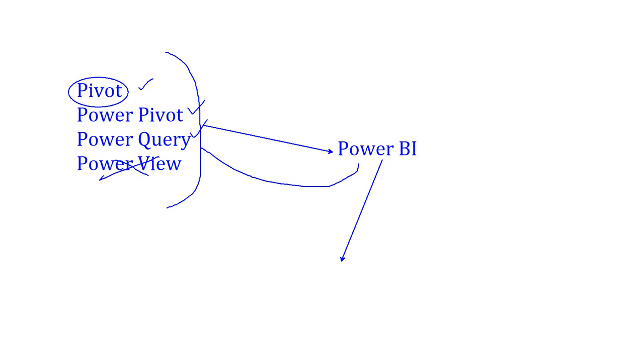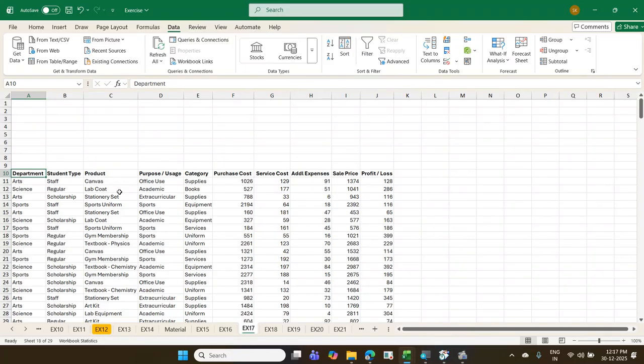Before creating a pivot, please check two or three things about my table. Three conditions before creating the pivot. Condition number 1: no merged cells. You should not have any merged cells in the table. If you have merged cells, I think the pivot may not work.